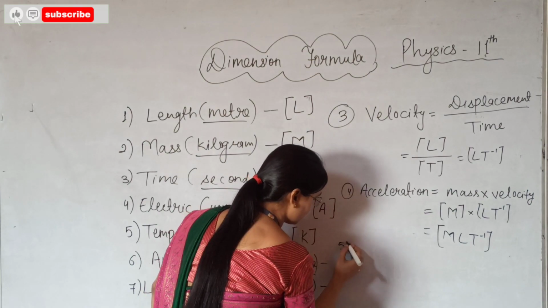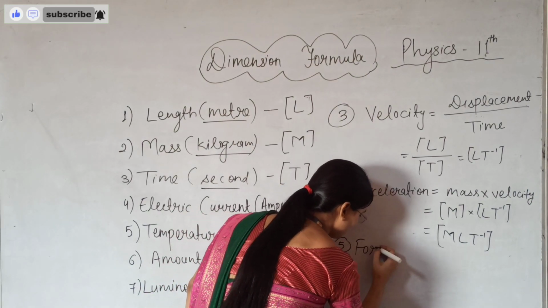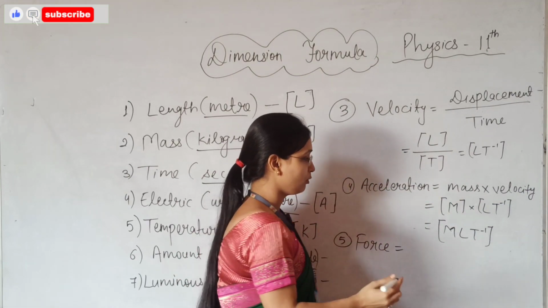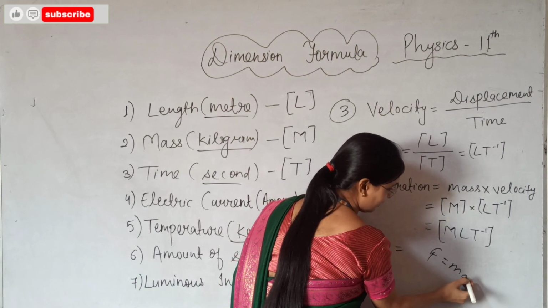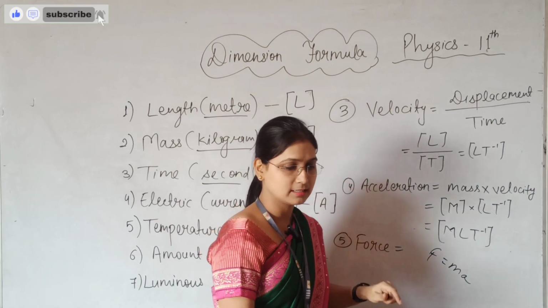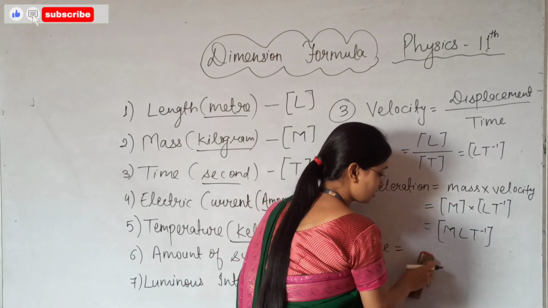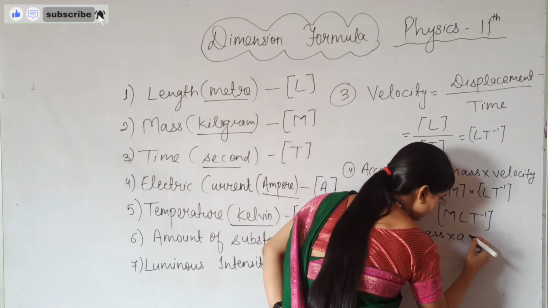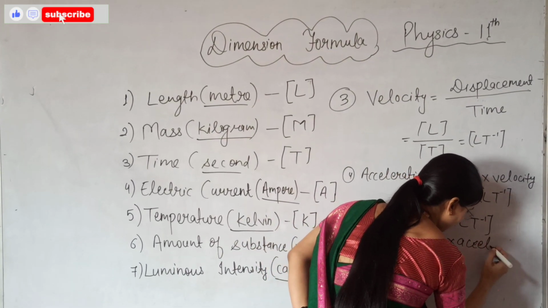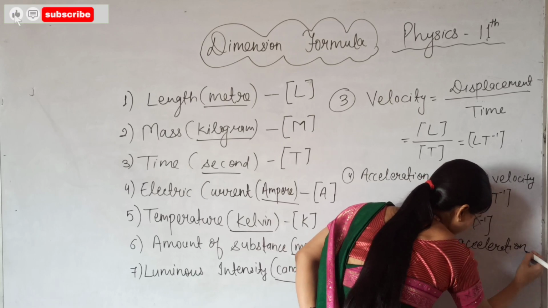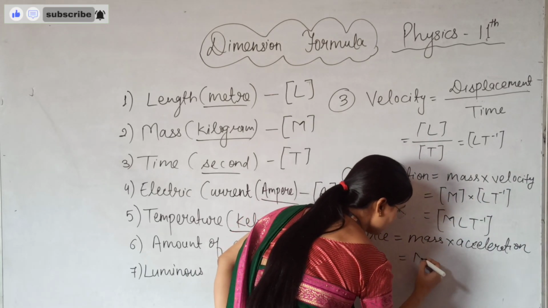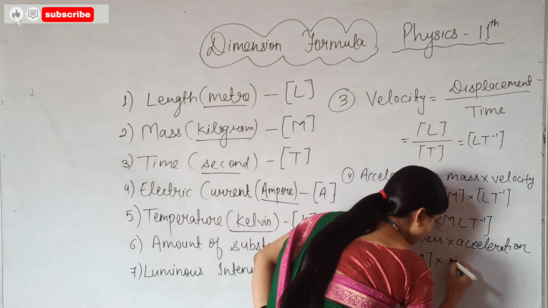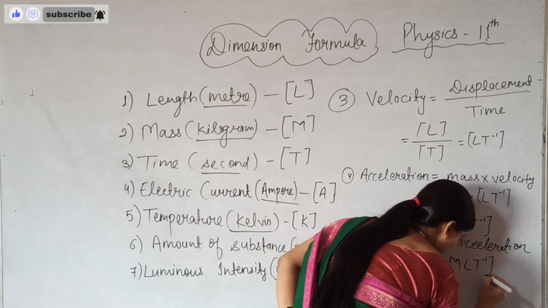Now the fifth one. If we find the formula of force, as you know, you have studied the formula, I think F is equal to ma. Force is equal to mass into acceleration. So we will use this same formula here. Force is equal to mass into acceleration. Mass will be represented by M and acceleration we can write with this formula: M L T to the power minus 1.